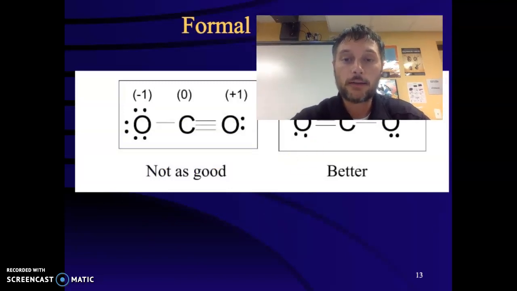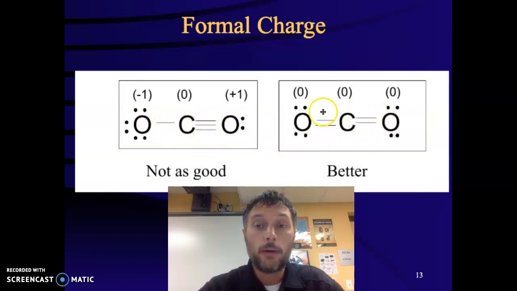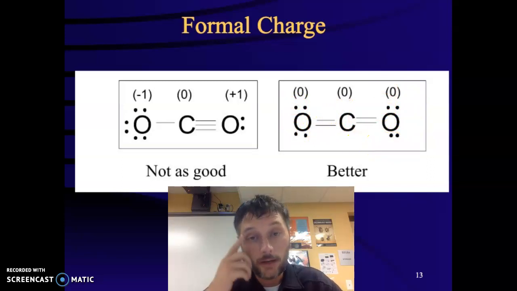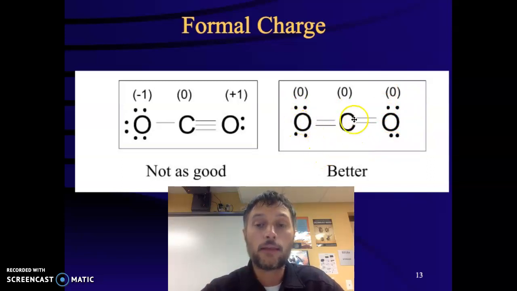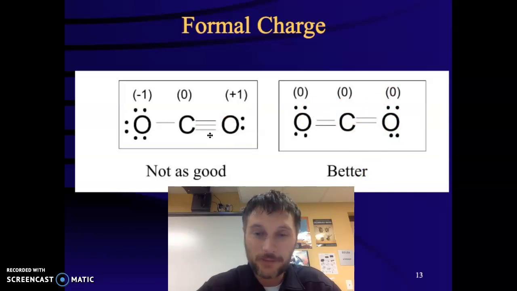Let me move my face down here so you can see a little bit better. We've got 2 resonance structures for CO2. CO2 could form with 1 triple bond and 1 single bond, or could form with 2 double bonds. If we count the number of electrons around each atom, all the octets are satisfied. So when we look at this version, or this resonance structure, every atom has the same number of electrons that it would have by itself.